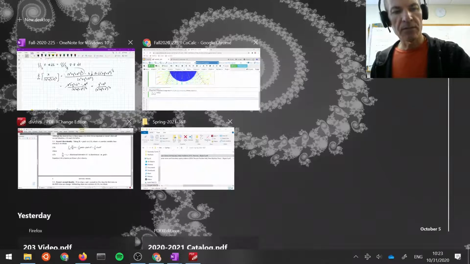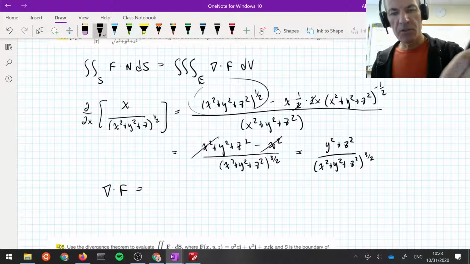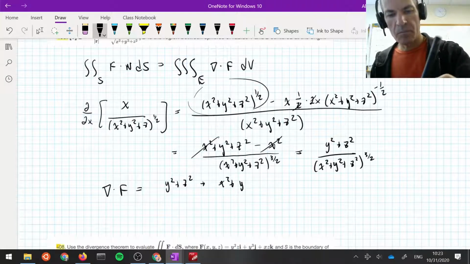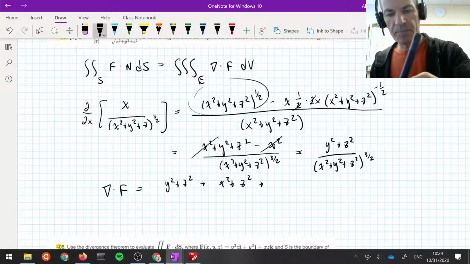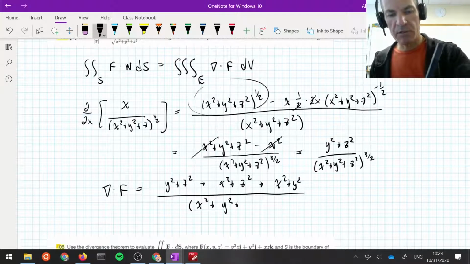So I'm going to write the divergence of f as this partial with respect to x plus the partial with respect to y, plus the partial with respect to z. All of that over the common denominator that appears in each of the three partial derivatives, x squared plus y squared plus z squared to the 3 halves.